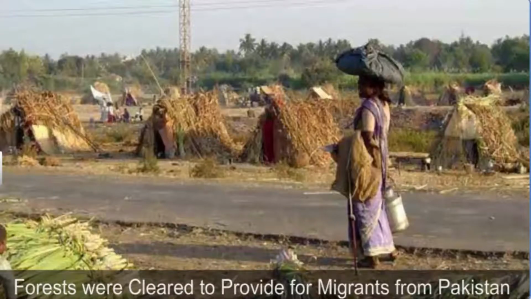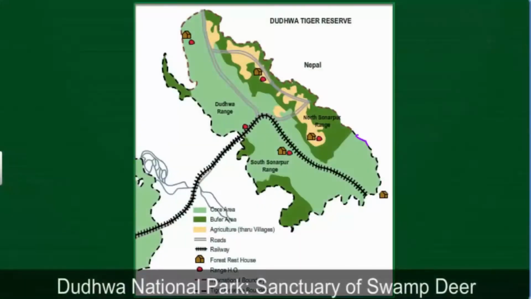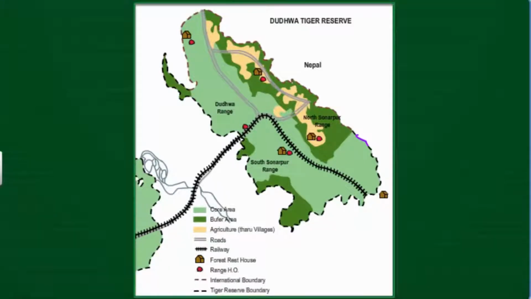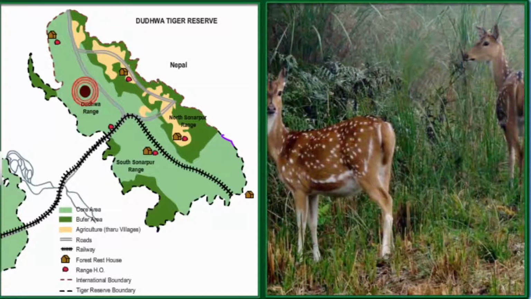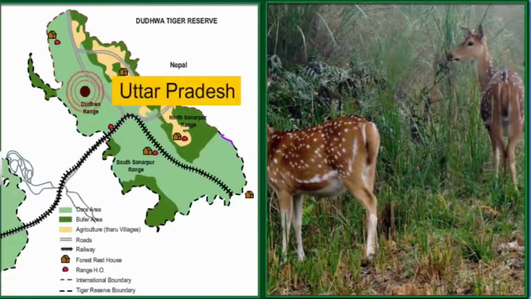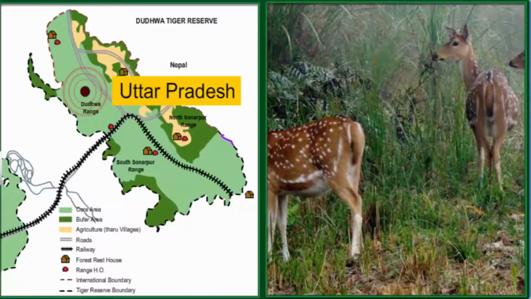You may have heard of the Dudhwa National Park. This park is located in the plains of the Terai in Uttar Pradesh. Billy Arjan Singh, a famous conservationist, led the effort to establish Dudhwa as a sanctuary of the swamp deer.